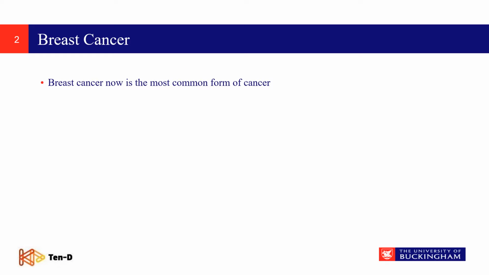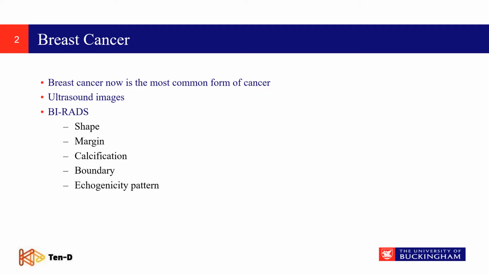Breast cancer now is the most common form of cancer in women, which is affecting many women every year. And ultrasound images are one of the tools that can really help us to identify this. And in comparison to other image modalities, ultrasound is one of the lowest cost and effective ones.